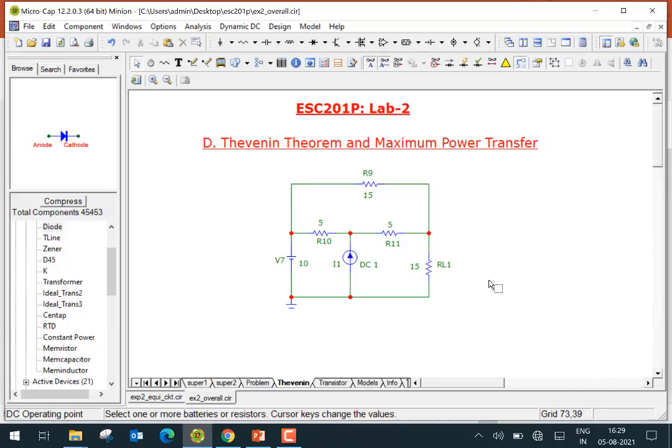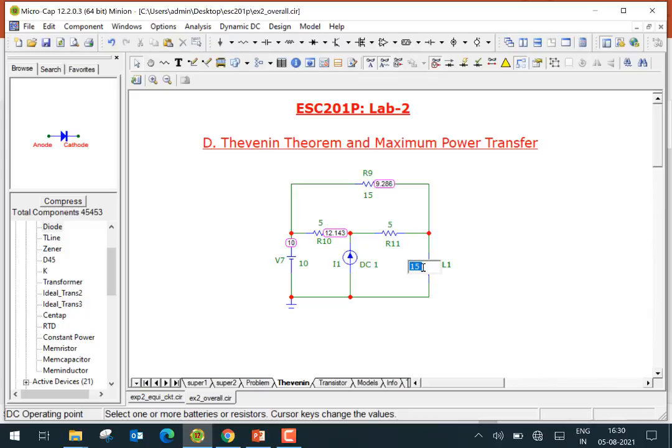So Thevenin's resistance would be fairly easy for you to figure out. For example, we would like to find out what is the Thevenin's resistance between these two nodes here, right? Between here and here. One way of doing that: right now, let's say it's giving me a voltage of 12.143. So I would like to find out what is the open circuit voltage between these two nodes. So you could remove RL1 and find out what is the open circuit voltage.